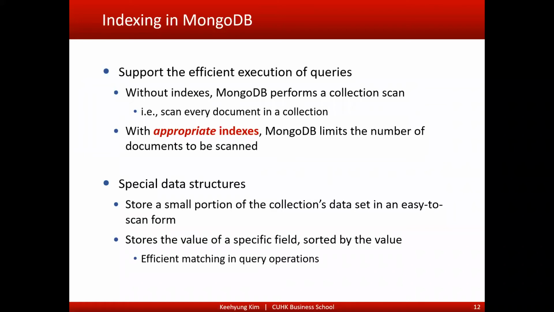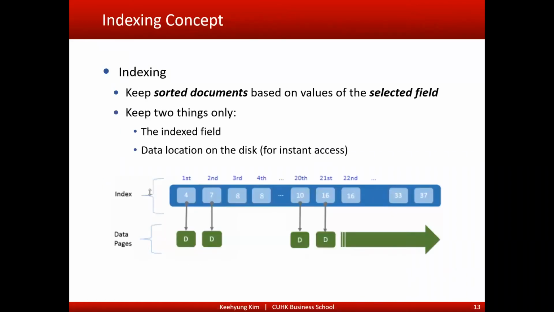In MongoDB, the index provides a special data structure. How an index is managed and stored in MongoDB is based on this. It will store a small portion of the collection's data set in an easy-to-scan form. I'm going to show you more examples later. But basically, it will store the value of a specified field, sorted by that value. So the index will keep a sorted list of the certain values you specify to index. This is a simple example of indexing.